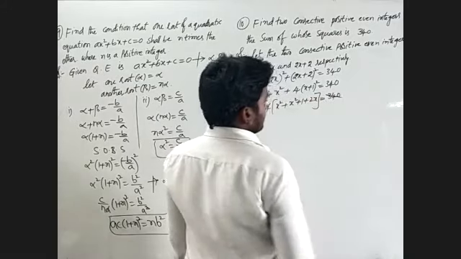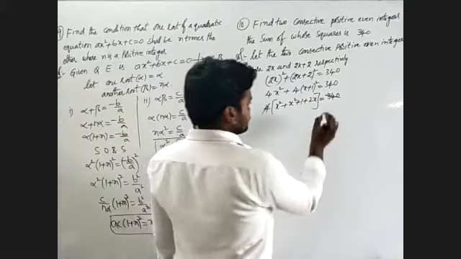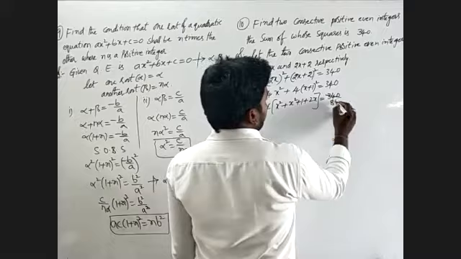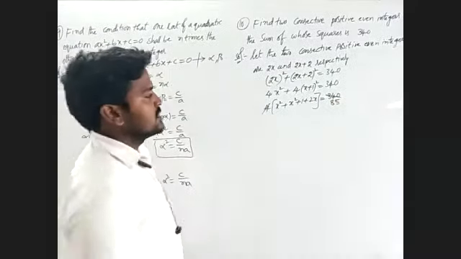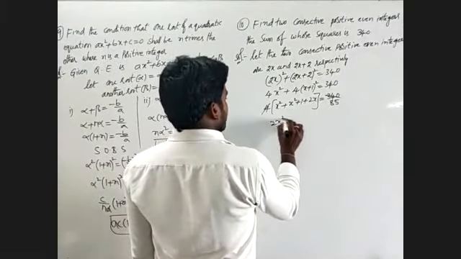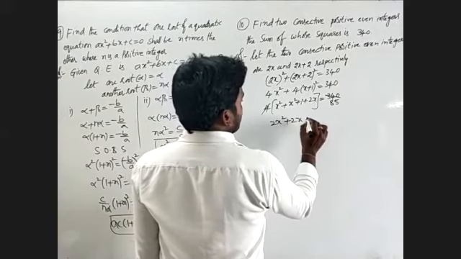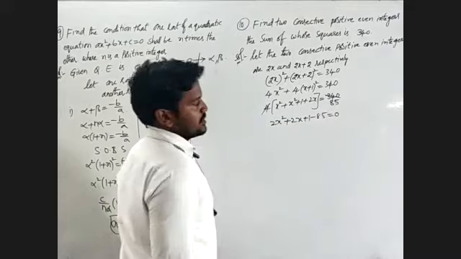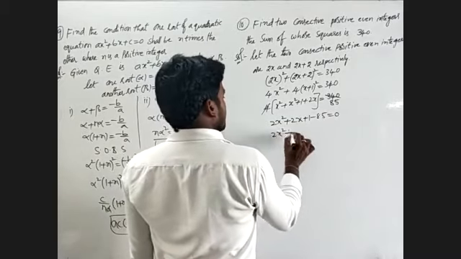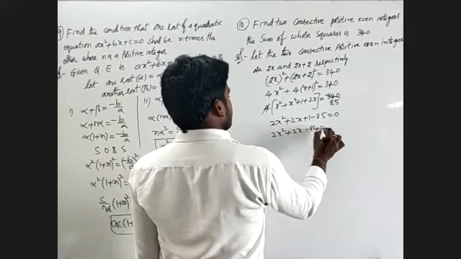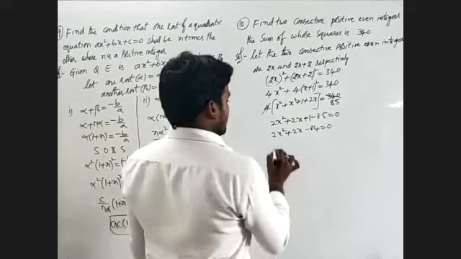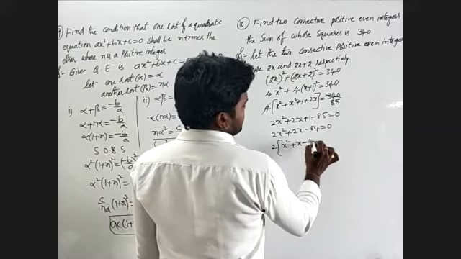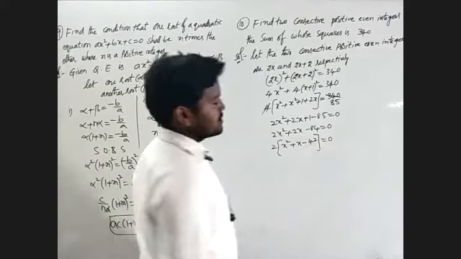Okay, 4 times 85 is 340. 4 times 5 is 20, so I will write 2x square plus 2x, plus 1 minus 85 will become 0. Here I will write 2x square plus 2x minus 84 is equal to 0. Again I will take common 2, so I will write x square plus x minus 42 is equal to 0.